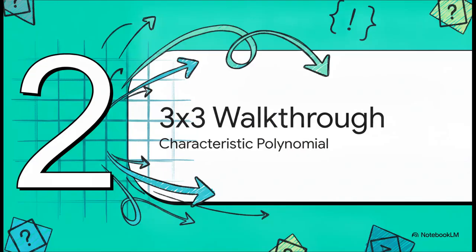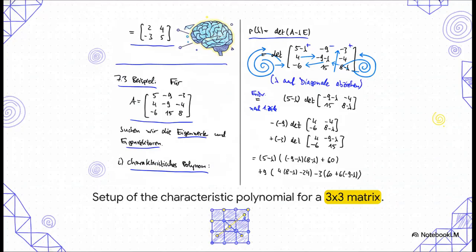Moving right along to section 2, the 3x3 matrix walkthrough, finding the characteristic polynomial. To actually set this up, we take our given matrix A and we simply subtract our variable, lambda, straight down the main diagonal. Literally, that's it. We leave every single other number exactly as it is. That resulting determinant is called our characteristic polynomial, or P of lambda.